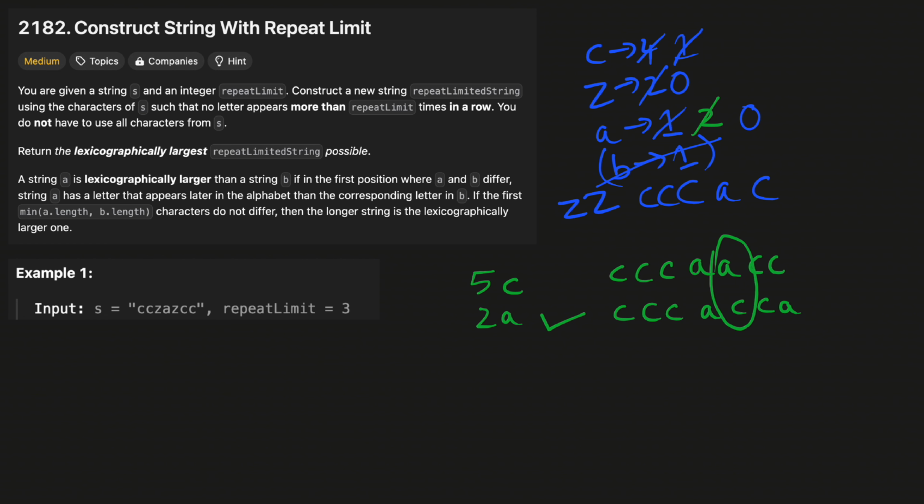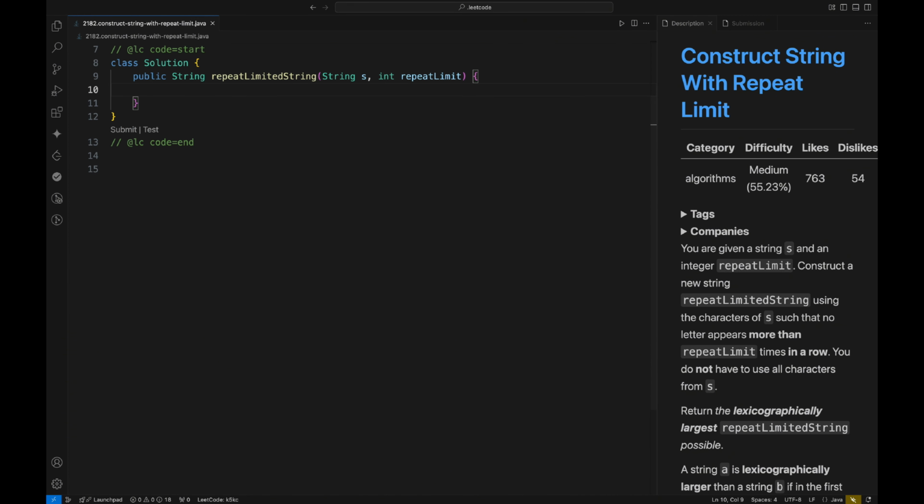Now let's jump into the code part. First, let's create the frequency map. And for that, we can use an array of size 26 because in the constraints it is given that string S contains only lowercase English letters. Then we can go through each character in the given string and update the frequency array.